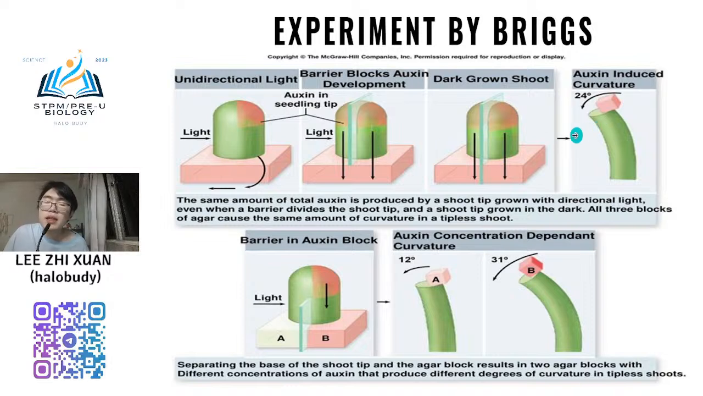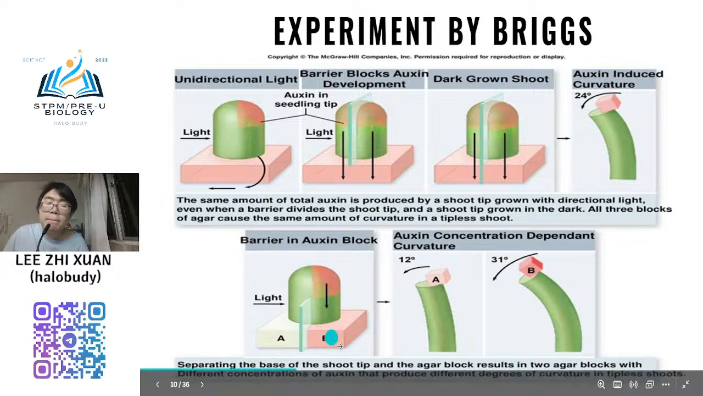Okay, so if you see this diagram, when the barrier blocks the auxin and the light comes from the left hand side, if you still remember, auxin will accumulate at the darker side. So meaning that they will only accumulate at part B. The auxin will accumulate at the part B region only, so part A region has less concentration of auxin.